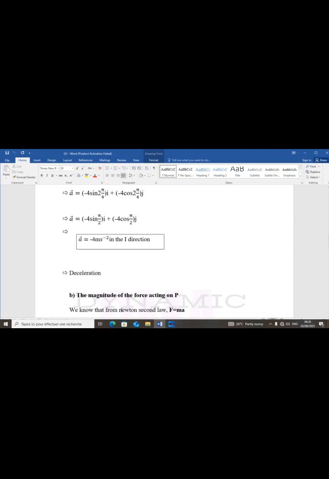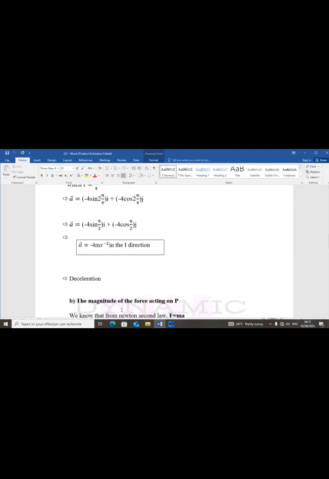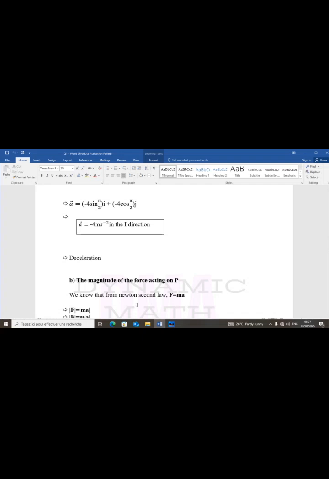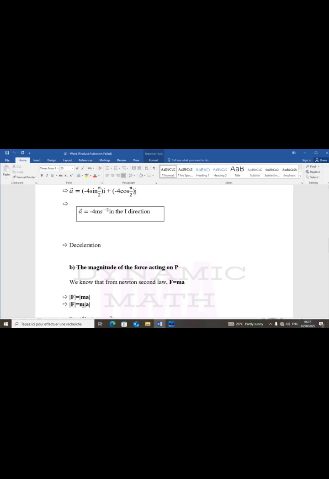Now for part B, we have to look for the magnitude of the force acting on P. We know very well from Newton's second law that the force is equal to the mass times the acceleration. Since the mass is a constant, the only variable that is changing here is the acceleration. So the magnitude of the force will simply be the mass times the magnitude of the acceleration.